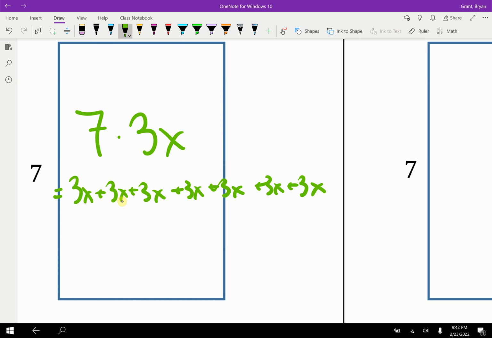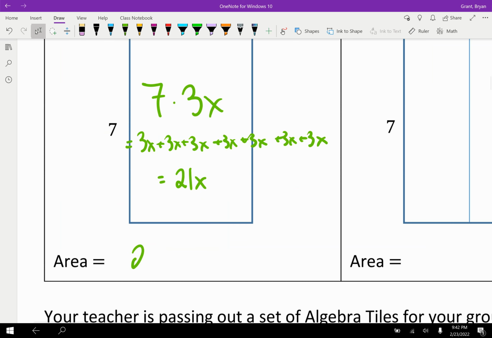And when you're adding these 3x's, aren't these all like terms? 3x plus 3x plus 3x plus 3x. They are. So 3, 6, 9, 12, 15, 18, 21. It turns out that we can multiply pretty much anything together that we want. 7 times 3x actually gives us 21x. So our area here is 21x.